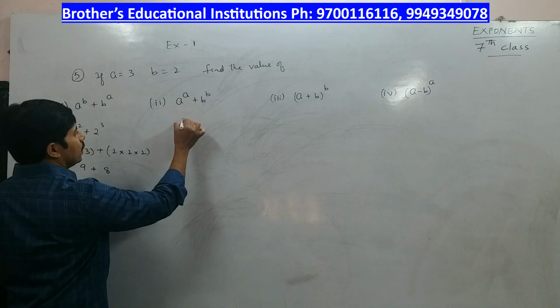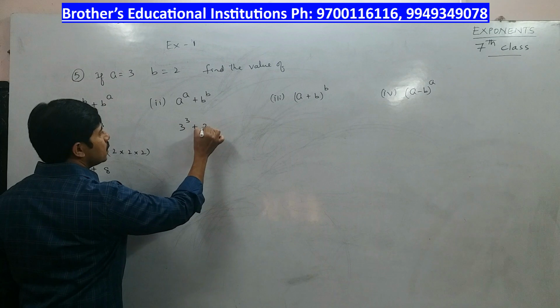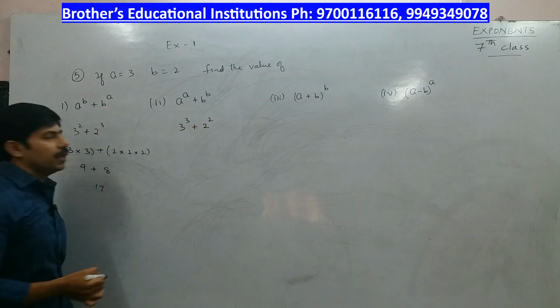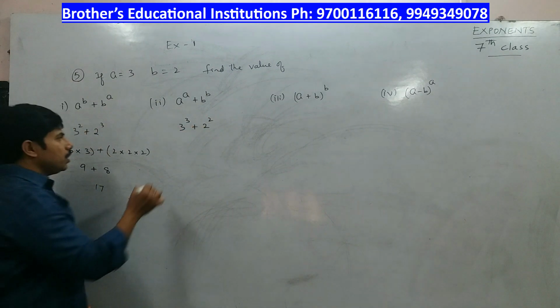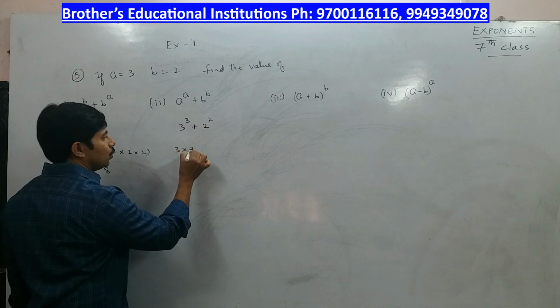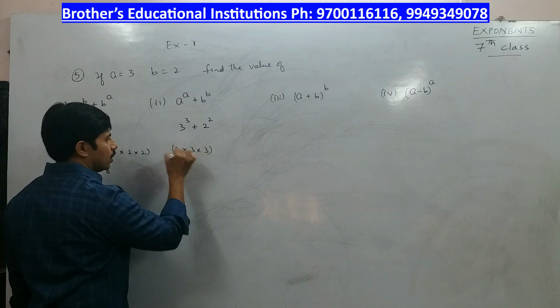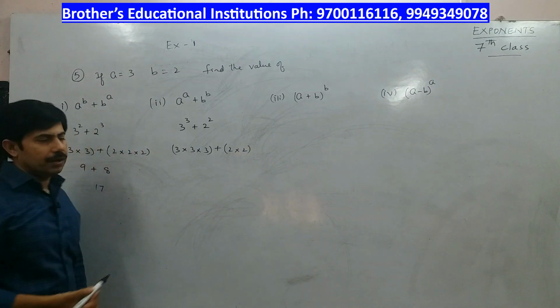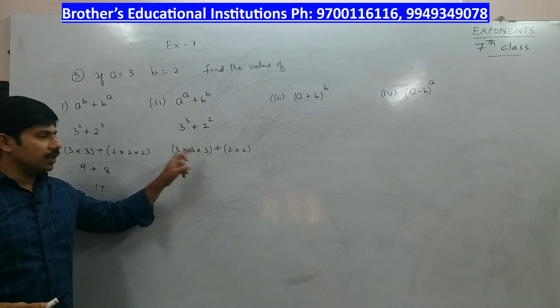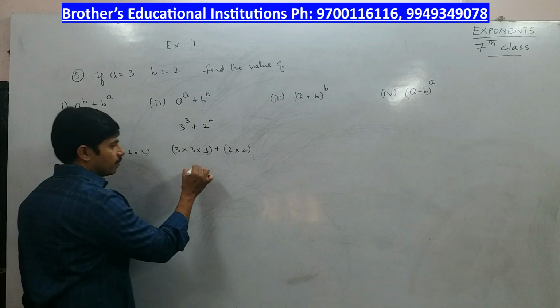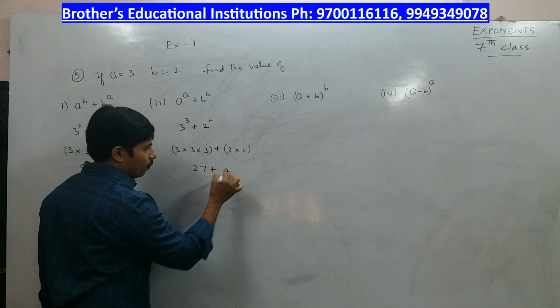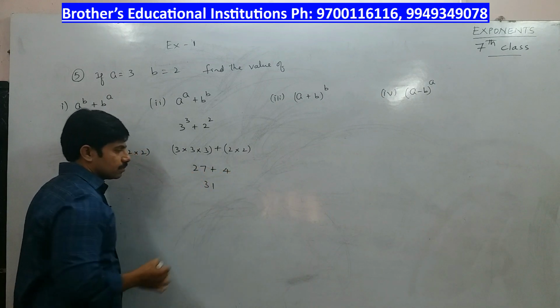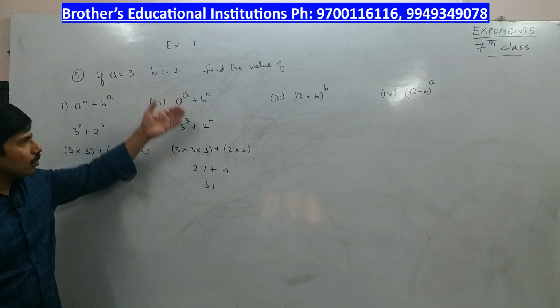Again power a, so power 3. B is 2 to the power of 2, right? Now what is 3 cube? 3 cube is nothing but 3 into 3 into 3 plus 2 into 2. We expanded now. So 3 3s are 9, 9 3s are 27. We write 27 plus 2 2s are 4. 27 plus 4 is 31. So this is over.